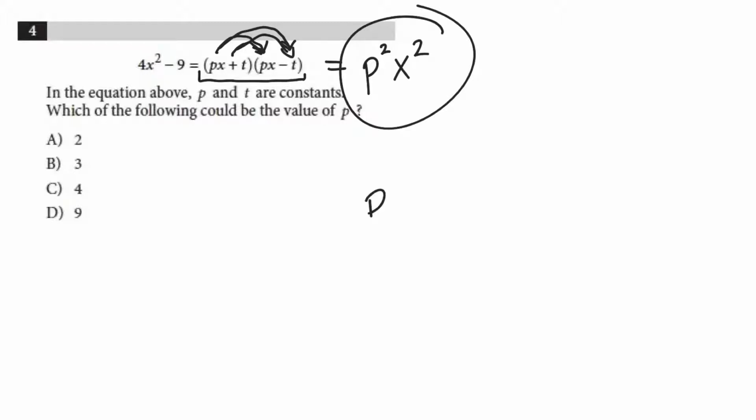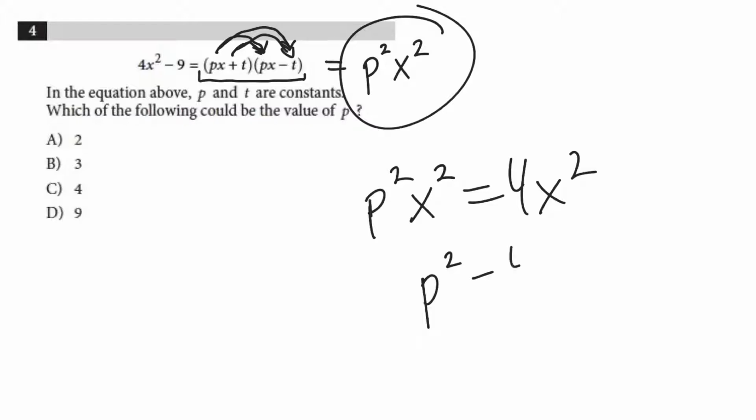Well, we know that p squared x squared equals 4x squared. Therefore, p squared must equal 4, and the square root of 4 is 2. A would be the solution.